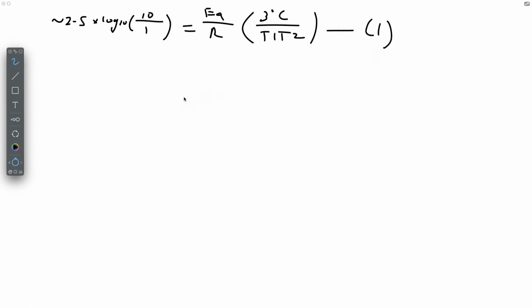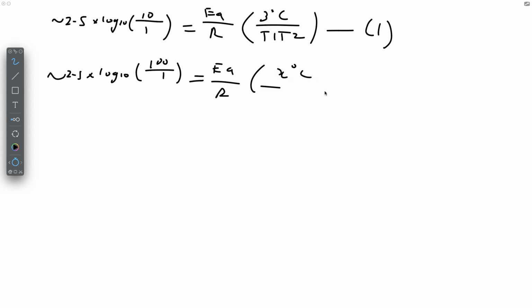For equation 2, we're told 100-fold increase. What's the temperature change going to be? So 2.5 times log 100-fold equals activation energy over our gas constant, times X, we don't know what the temperature is, that's what we're trying to find out, T1, T2. That's our second equation.